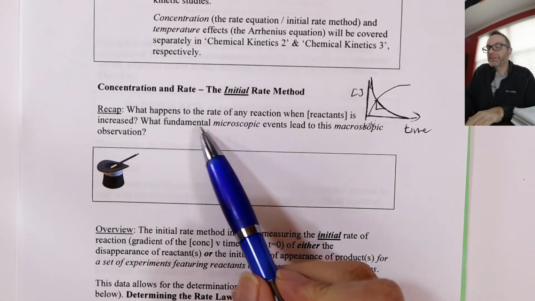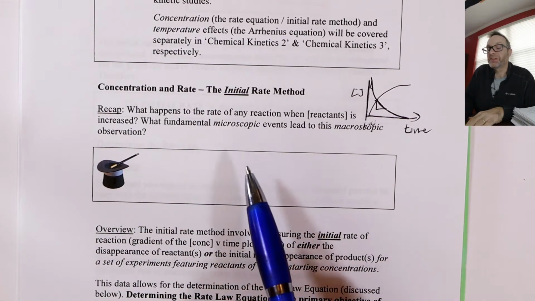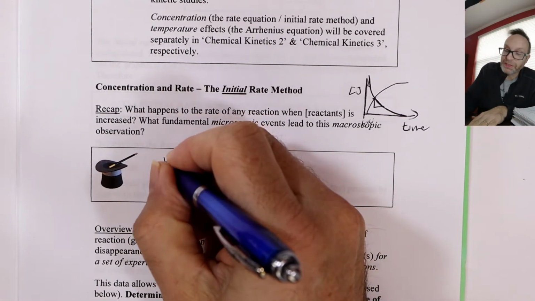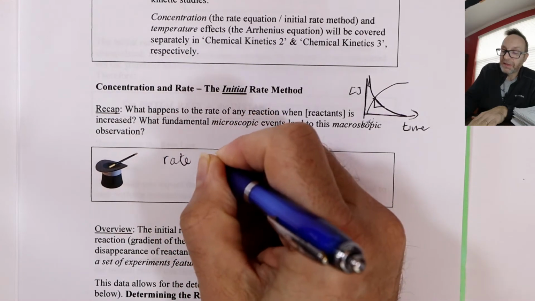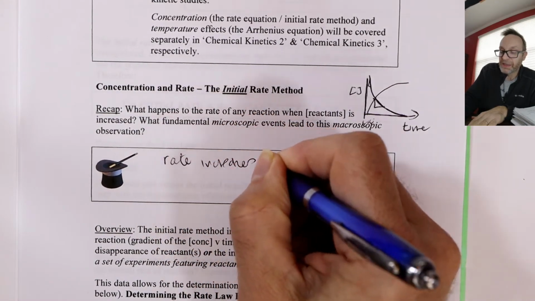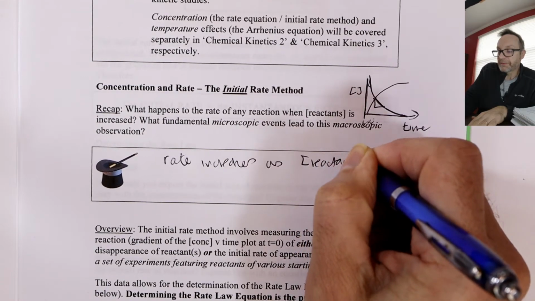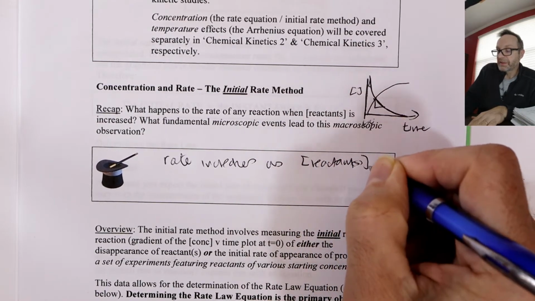All right, so let's think about this very simple concept. What happens to the rate of any reaction when the concentration of the reactants is increased? Well, if the concentration of the reactants goes up, collisions per second goes up because they're closer, so the rate will increase. We mentioned that already. Rate increases as concentration of reactant or reactants goes up.